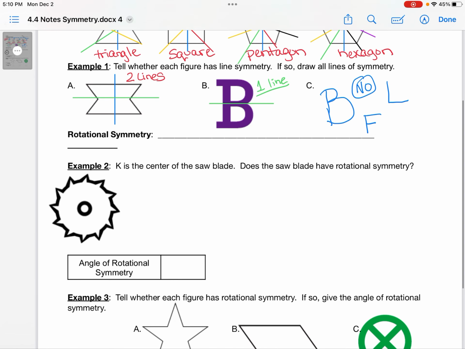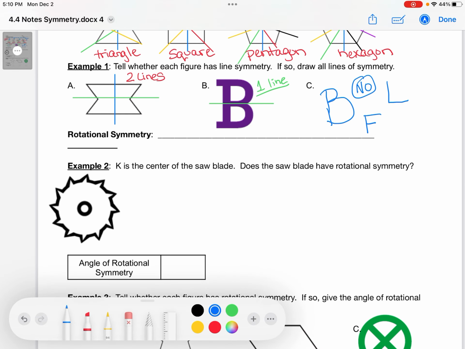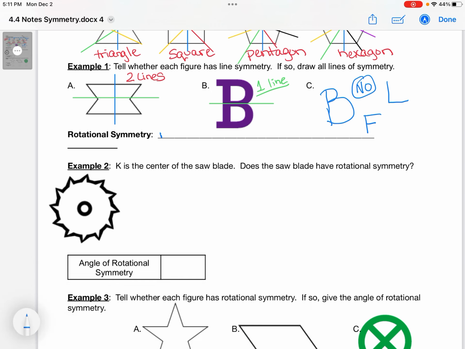All right. Rotational symmetry is different, and it's a little harder to explain. Rotational symmetry means you rotate around the middle of the shape, and what you're looking for is how many degrees until the figure looks the same.